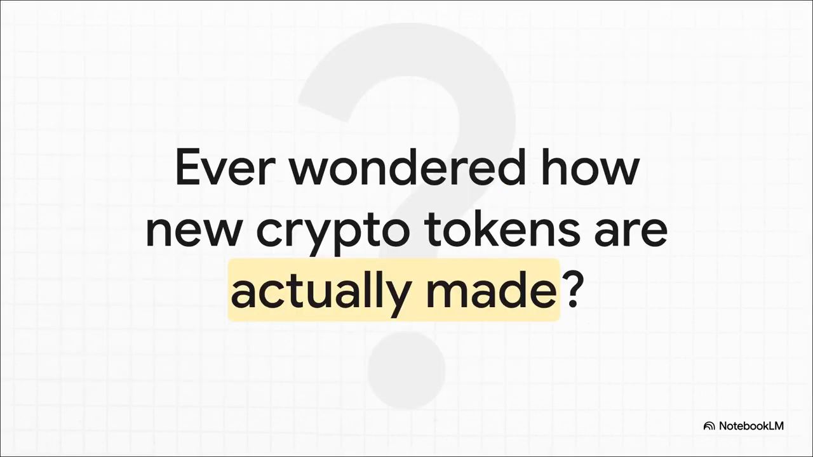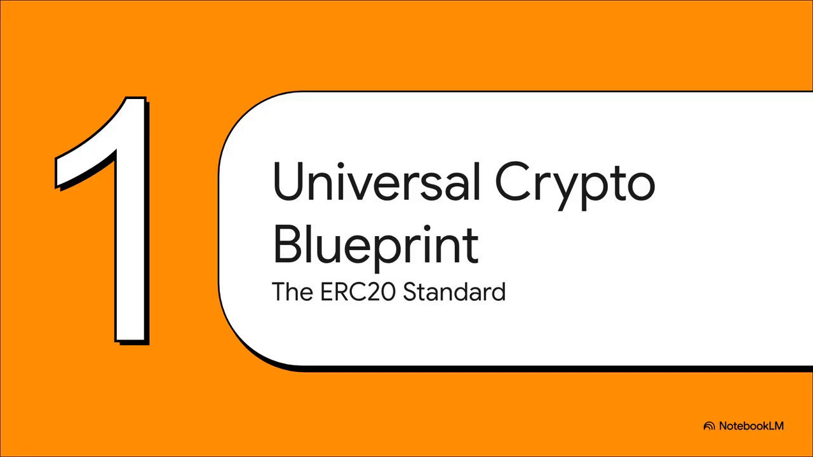Yeah, it's a great question, right? You see thousands of new tokens popping up, and it's so easy to assume it's this incredibly complicated thing. But honestly, it's much more like assembling a piece of IKEA furniture than it is building a skyscraper from scratch. It really is all about following a clear set of instructions. So let's start with those instructions. Before we can build anything, we have to understand the plan. And in the world of Ethereum tokens, that plan has a name, the ERC20 standard.